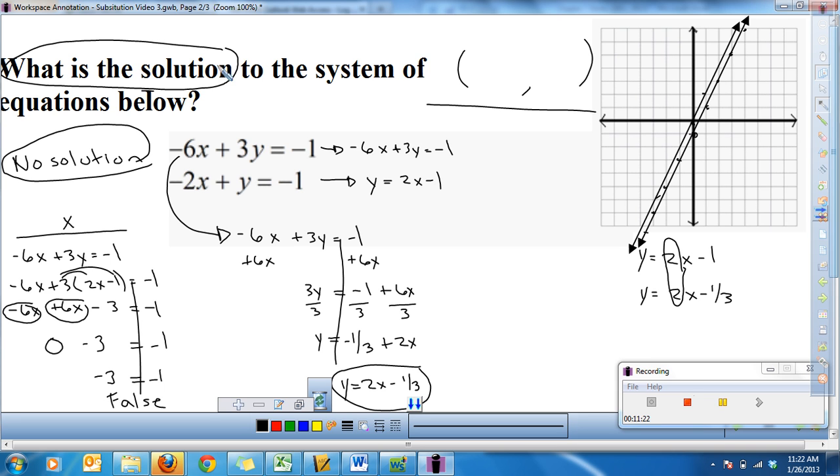So what is the solution to the system of equations below? We won't have a solution like this. It's not one solution. Our solution is no solution.